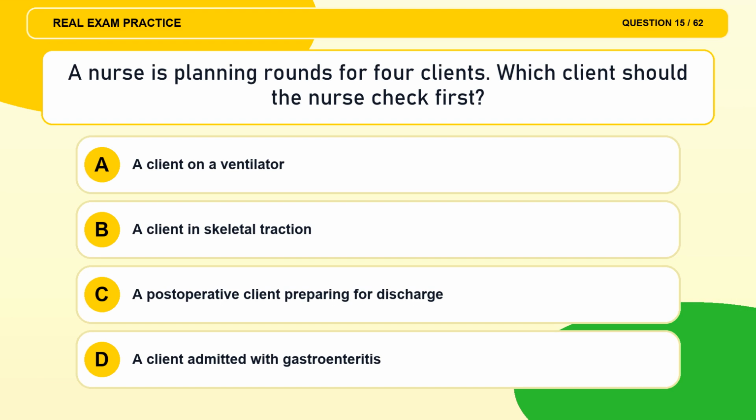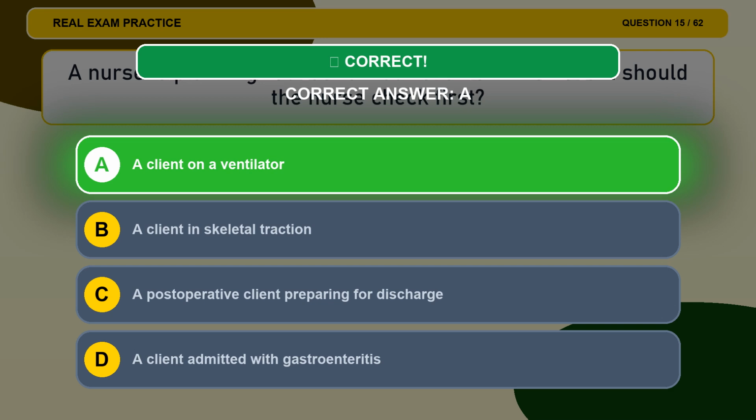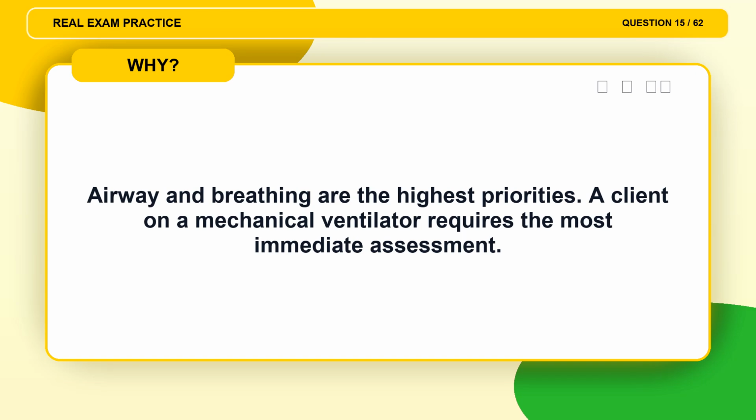Question 15. A nurse is planning rounds for 4 clients. Which client should the nurse check first? Option A, a client on a ventilator. Option B, a client in skeletal traction. Option C, a postoperative client preparing for discharge. Option D, a client admitted with gastroenteritis. The correct answer is option A, a client on a ventilator. Airway and breathing are the highest priorities. A client on a mechanical ventilator requires the most immediate assessment.